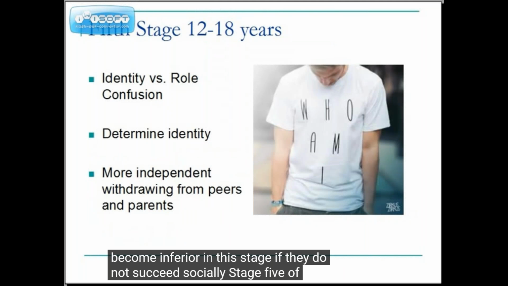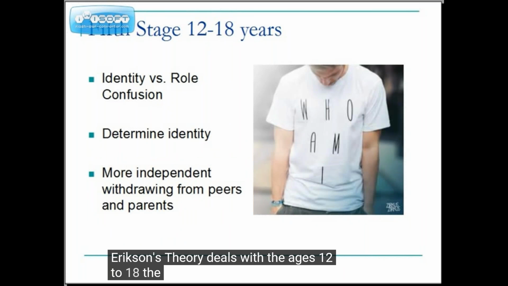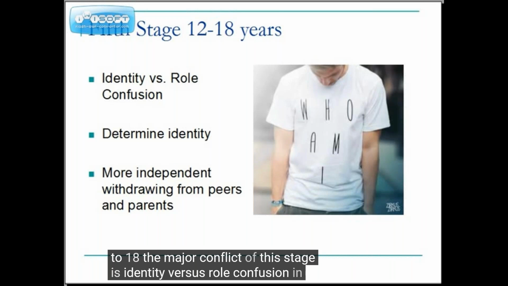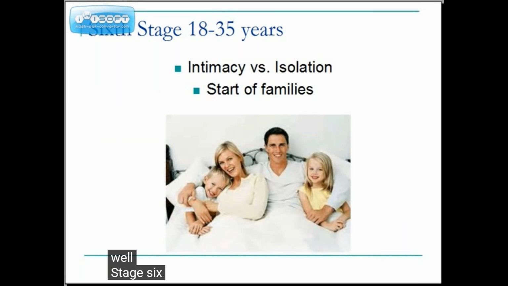Stage 5 of Erikson's theory deals with the ages 12 to 18. The major conflict of this stage is identity versus role confusion. In this stage, people pull away from the influence of their peers and teachers and start determining their own identities. This is when people go through puberty, so there is a large change at this point in their lives as well. Stage 6 deals with ages 18 to 35.